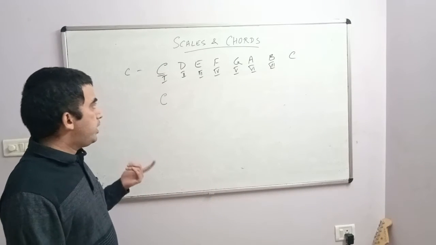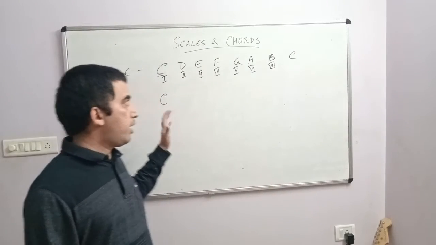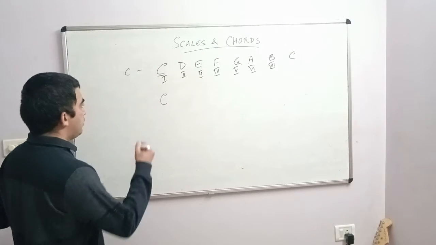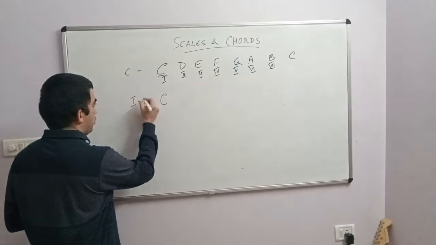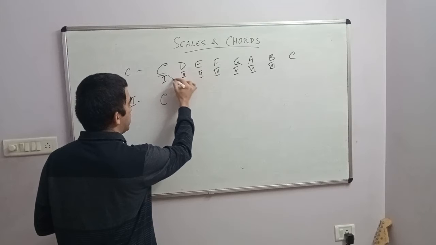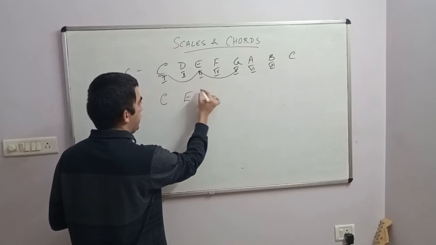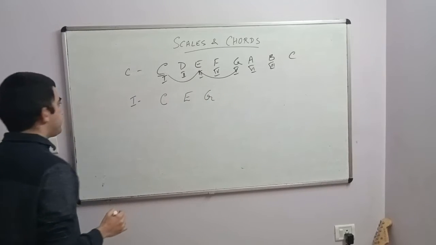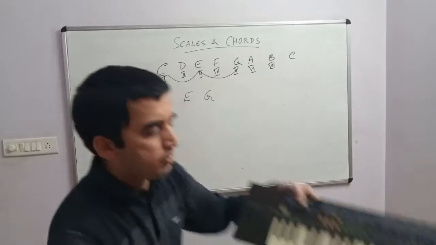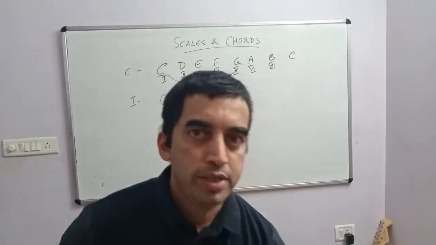The easiest way to find out which are the chords for one particular scale is, I will tell you now. You have the first note. So the first chord will be, you take this note, skip a note, go to the next, skip one more note, go to the next. So it is C, E and G. So what is this chord? This will be the C major chord.